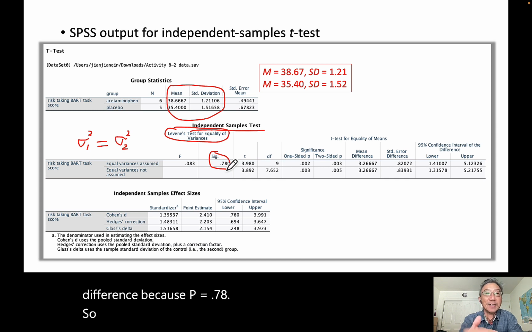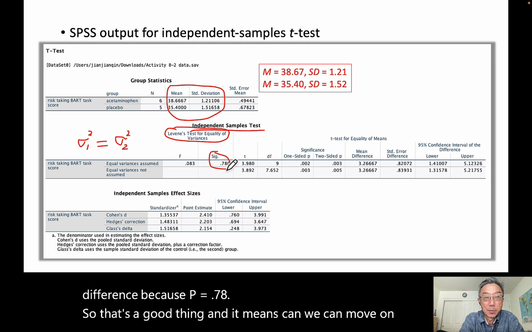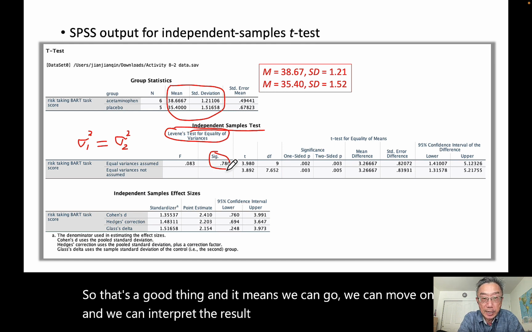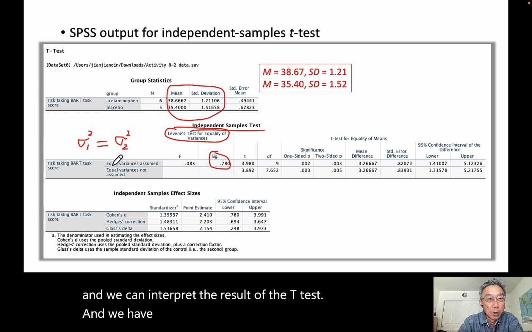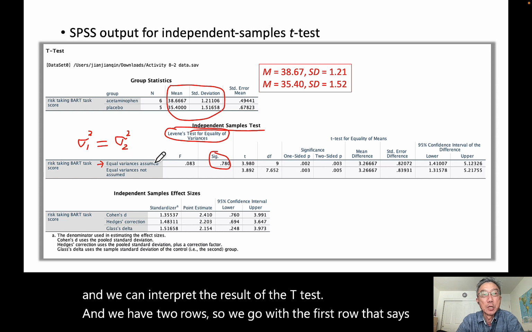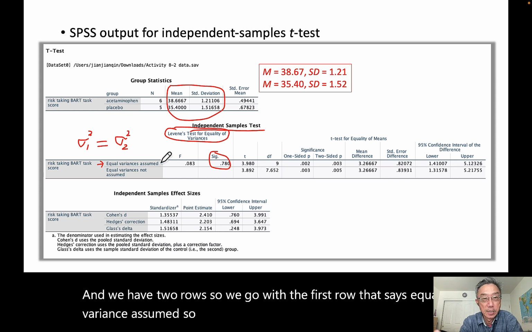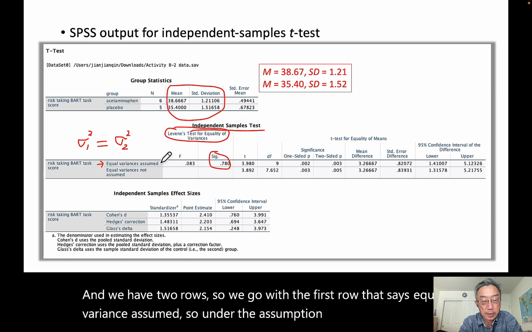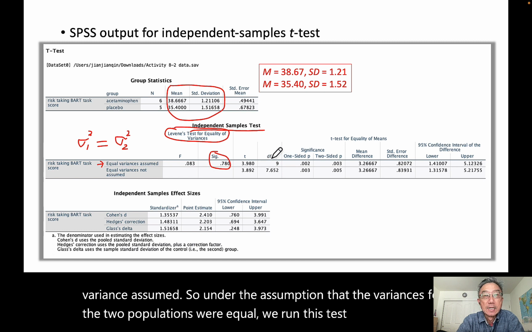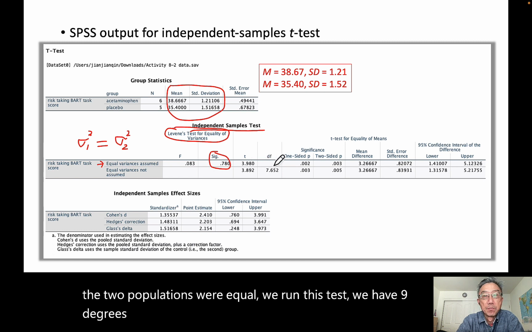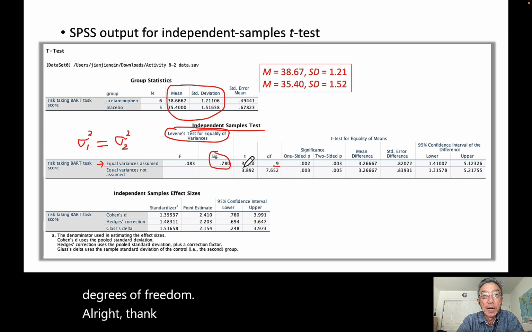So that's a good thing, and it means we can move on and interpret the result of the t-test. We have two rows, so we go with the first row that says equal variance assumed. Under the assumption that the variances for the two populations were equal, we run this test. We have 9 degrees of freedom.